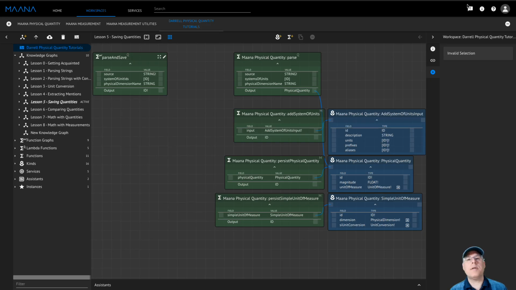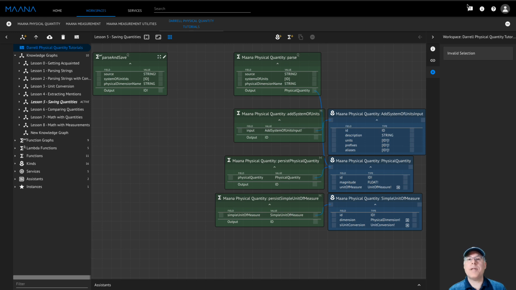In today's lesson, we'll be learning how to persist physical quantity structures to Maana's KindDB. We'll be using this new knowledge to create our own unit of measure and our own system of units. We'll then be creating a function called parse and save that we can use to parse physical quantities from strings, including our new units of measure, and store them to KindDB.